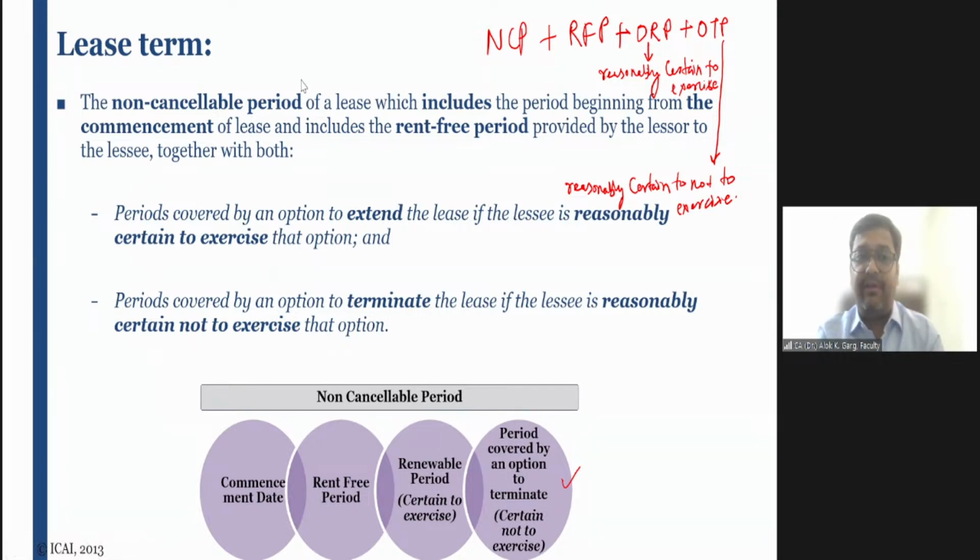And if you read this language, starting from this to this, you will get confused, right? Although in the presentation the language of the standard has been broken into parts, still you will not be able to understand this definition of lease term properly. So now I'll give you an example and you tell me what the definition of this lease term is.